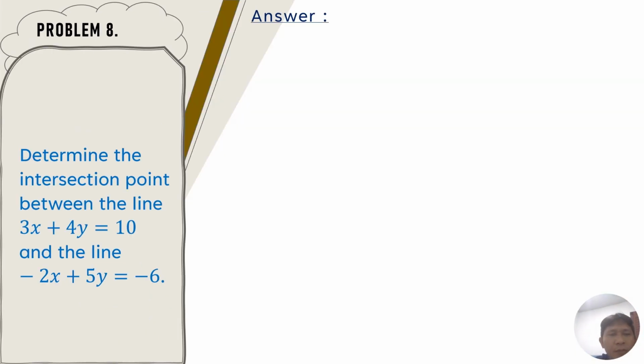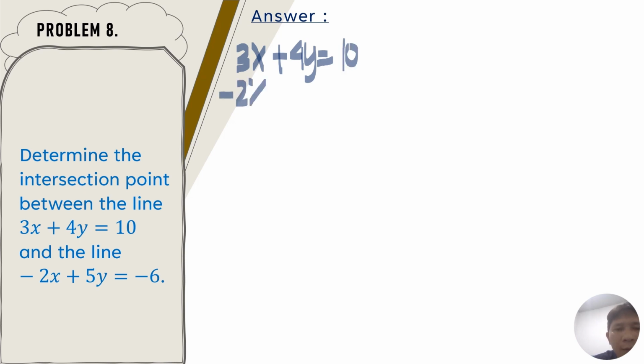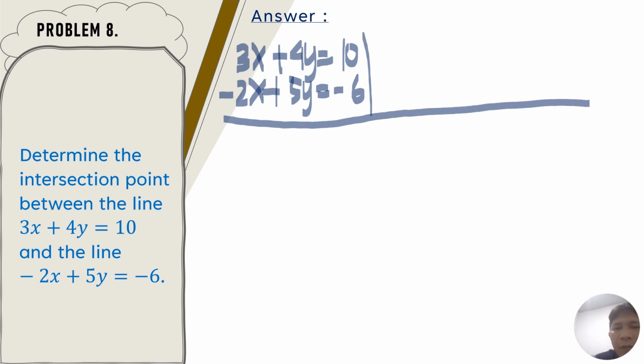now let us see problem number 8. Determine the intersection point between the line 3x plus 4y equals 10 and the line negative 2x plus 5y equals negative 6. According to this case, how to solve this problem? Just eliminate them. We're going to write it as 3x plus 4y equals 10 and minus 2x plus 5y equals negative 6. We're going to eliminate the variable x, so we're going to multiply by 2, and this by 3.